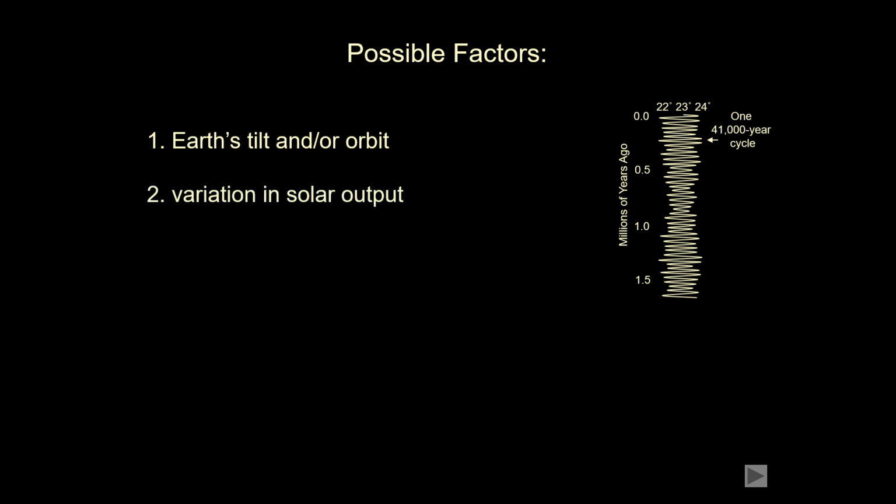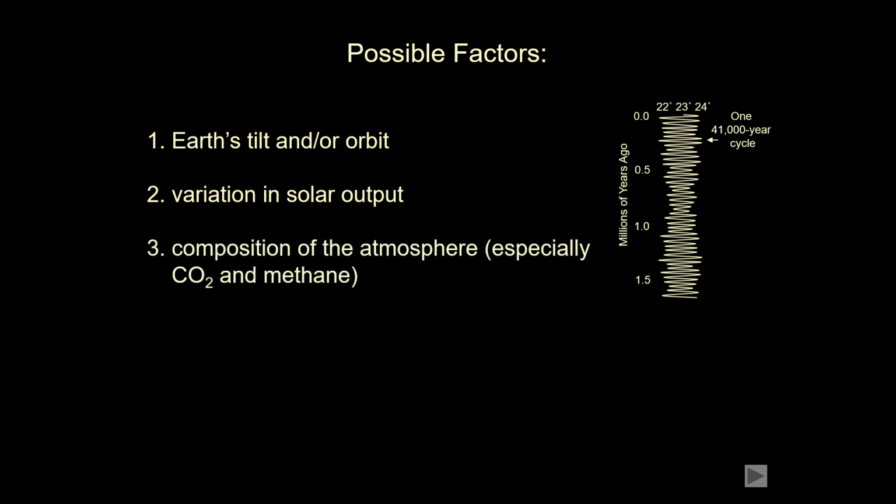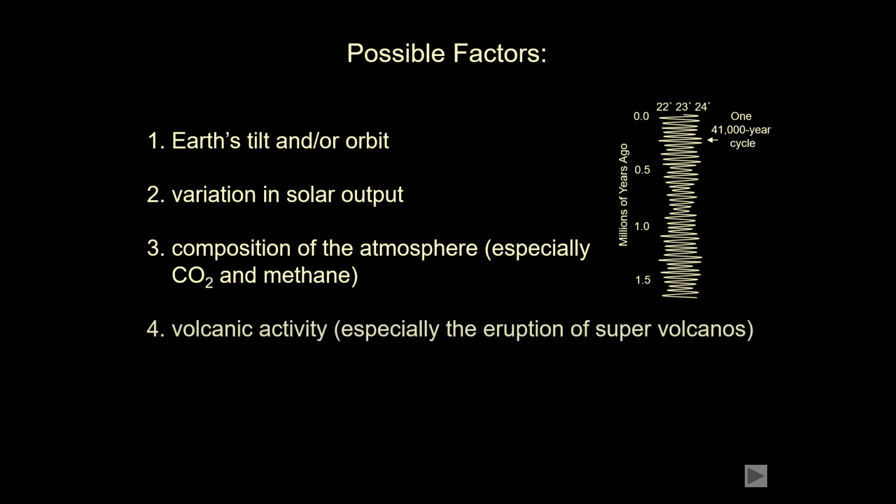Second explanation or possible factor, variation in solar output. So the sun may put out more energy or less energy over periods of time. A third is the composition of the atmosphere, especially carbon dioxide and methane. So we know those gases tend to absorb long-wave radiation. So where you have more carbon dioxide and methane, you're capturing and retaining more energy. A fourth is volcanic activity, especially the eruption of supervolcanoes like the one that exists where Yellowstone National Park is today. And then finally, crustal plate movement.